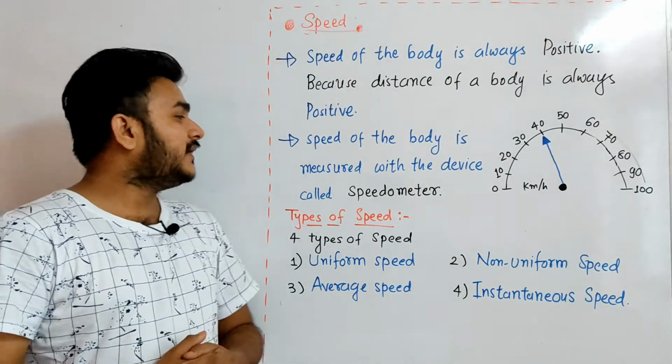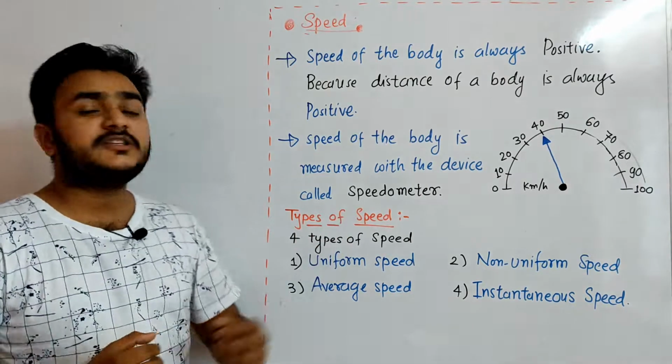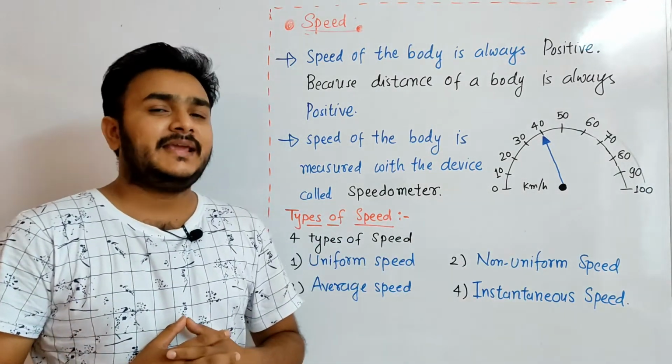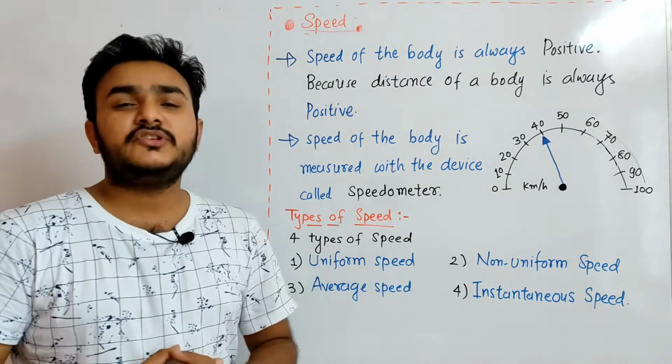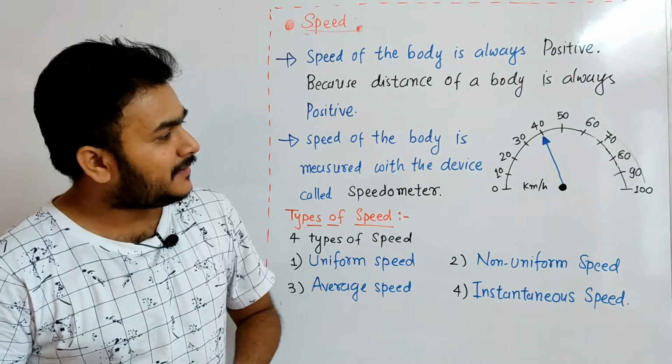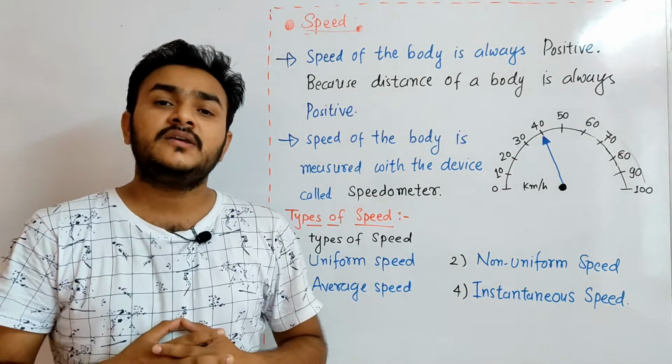Now, the speed of a body is measured with a device called a speedometer, and this device you might have observed in vehicles like a car, scooter, etc., which shows the speed. Here, for our case, I have shown the diagram and it is showing a speed of 40 km per hour.